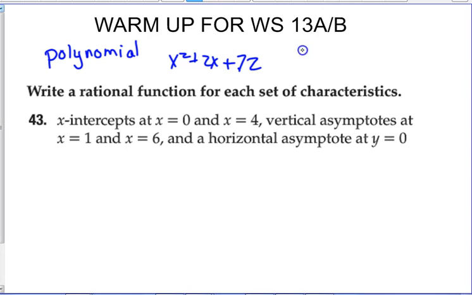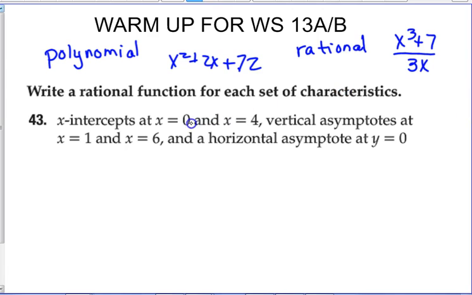What makes a rational function? X cubed plus 7 over 3x. All right, as long as it has a denominator, top and bottom, they're both polynomials, we're good. Everybody okay? Because you need to know the difference in the vocabulary for the quiz. Because it says, write a rational function that has a blah, blah, blah. Write a polynomial function that has a blah, blah, blah.